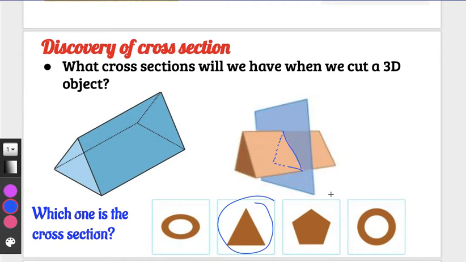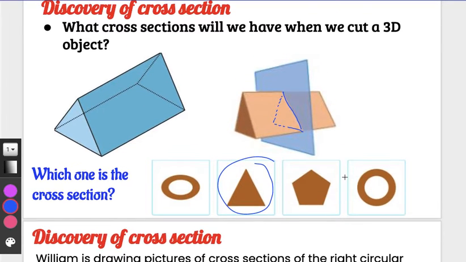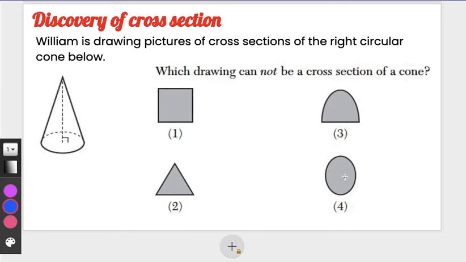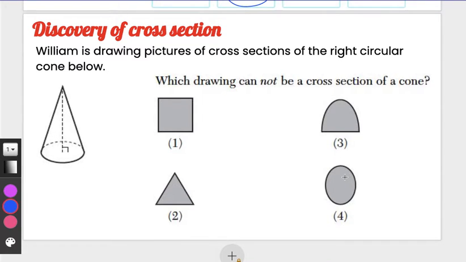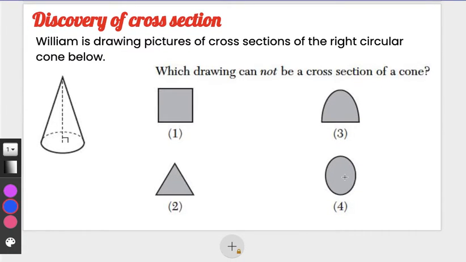Some students might wonder, is it possible to have a different kind of shape? Yes, it is possible. It depends on how you cut it. So for example, let's check a different question here. William is drawing a picture of a cross section of a right circular cone. So this is a cone here. Which drawing cannot be a cross section of a cone? Some students might wonder which one cannot be. The keyword is cannot, right?